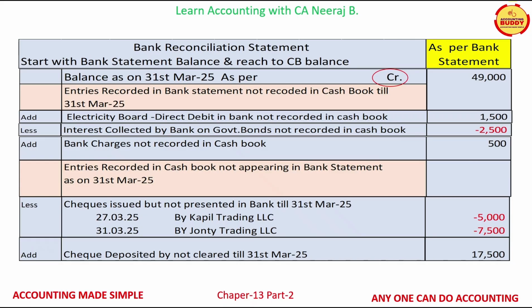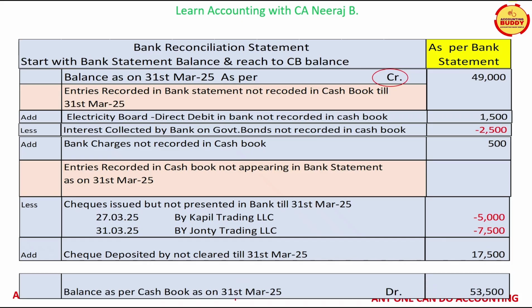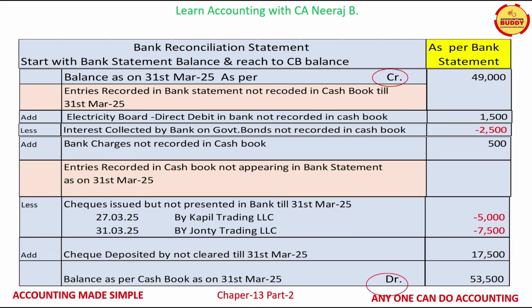Once all the unmatched transactions are added and subtracted from the credit balance of the bank book, we will get a $53,500 debit balance as per cash book. In this bank reconciliation statement preparation, we started with a credit balance of $49,000 as per bank book and arrived at the debit balance of $53,500 as per cash book.